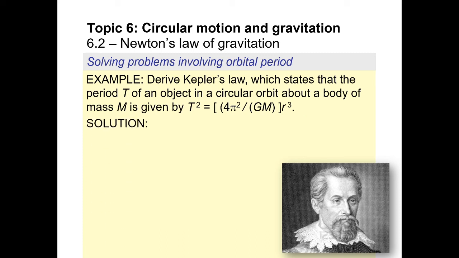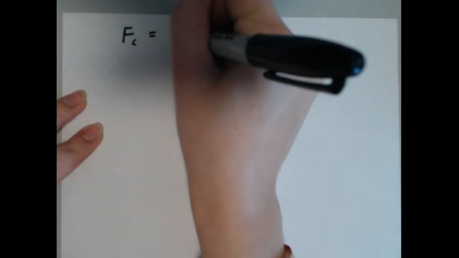So we have to derive this expression. Okay, so let's go to the paper mode here and derive it. What we want to start off with is, we know that the fact that this object is orbiting is due to the gravitational force. And the gravitational force here is the centripetal force. So Fc is equal to Fg.